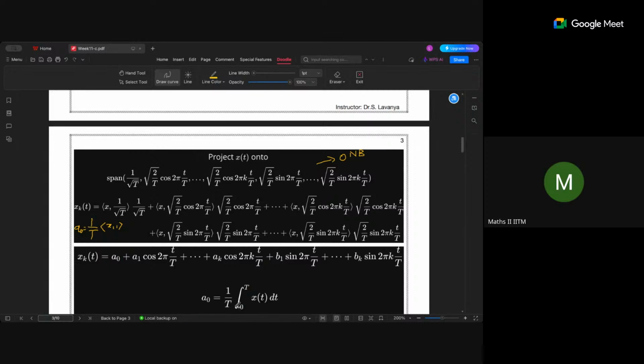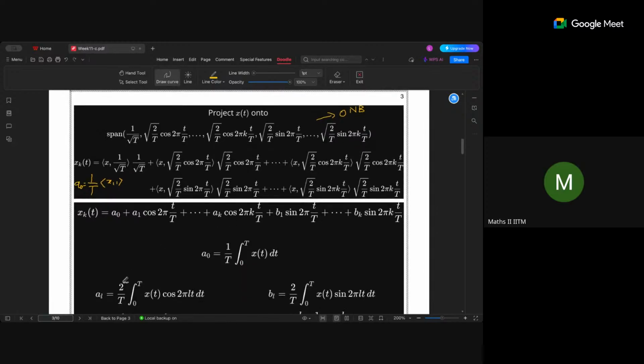Okay, so your a naught is 1 by t inner product x comma 1, which is nothing but integral 0 to t x of t dt. Okay, and here what do you have? Here you have a square root of 2 by t, and here a square root of 2 by t is there. So when you multiply these two, you will get 2 by t, right? So that 2 by t has come out here, and then what is remaining?